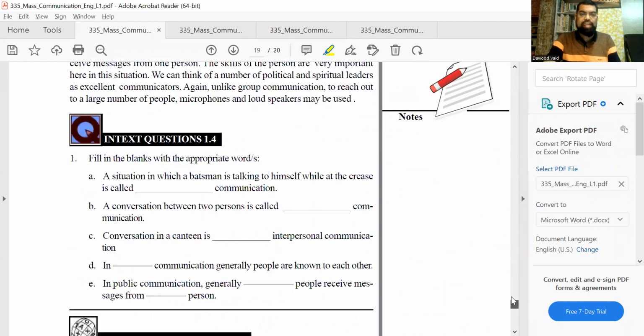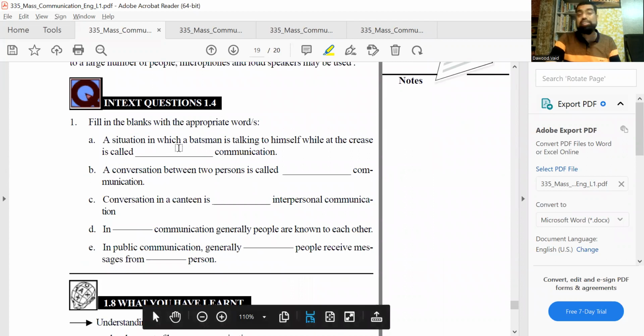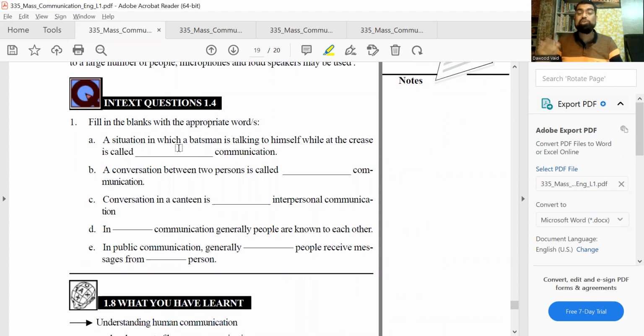So let's quickly do the in-text questions. Situation in which a batsman is talking to himself. I don't know how much you follow. It is said that Virender Sehwag used to talk to himself. Marcus Labuschagne, Australian cricketer. It is a simple intra. Conversation between two people is called inter. Very nice. Conversation in a canteen is casual, so informal. In dyadic communication, people know each other. In group communication, interpersonal communication. So you can add group and interpersonal together. Public communication generally, many people receive a message from one person.